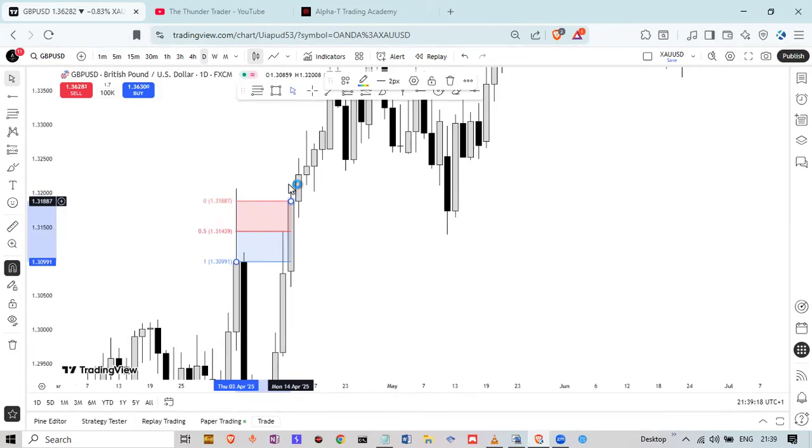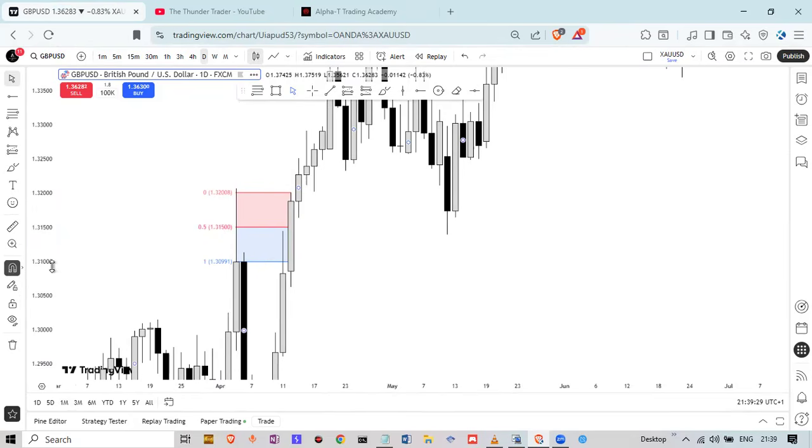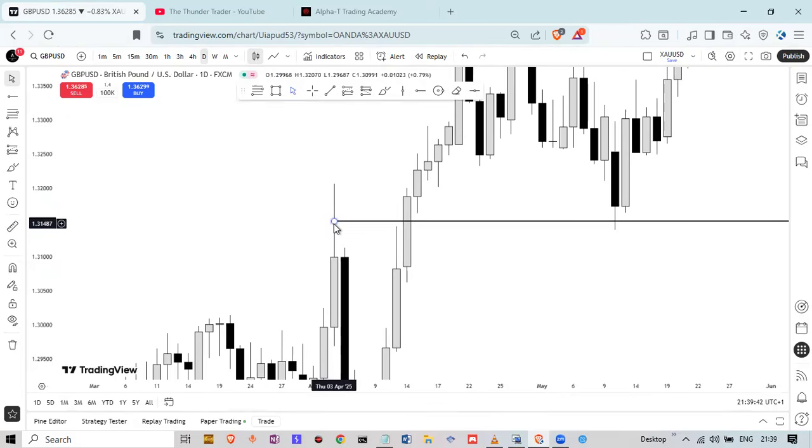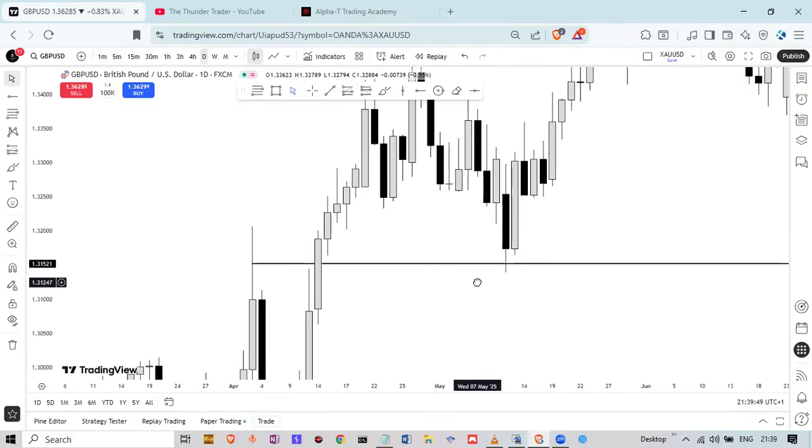When I do that, you put a line over here, and that line serves as a key level as well. And you can see how price reacted from it just after a number of days.